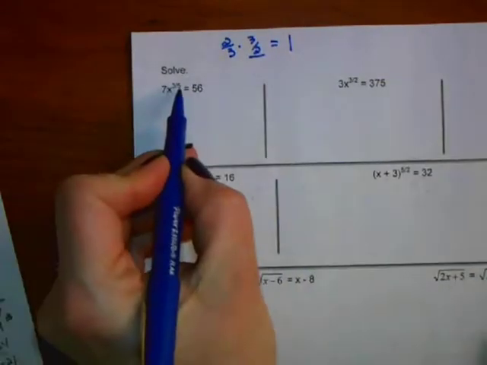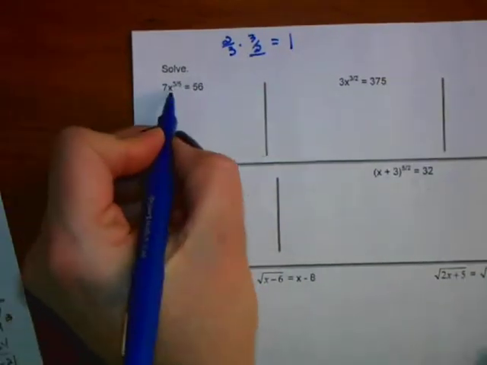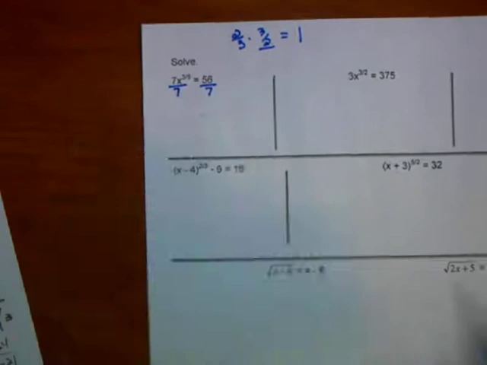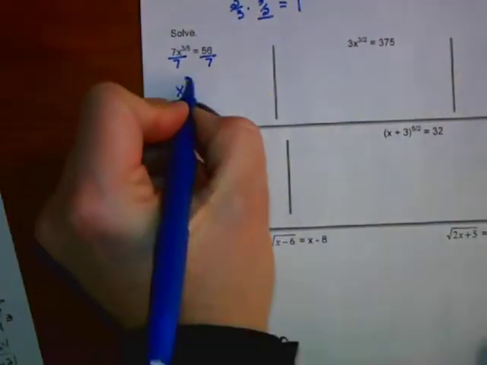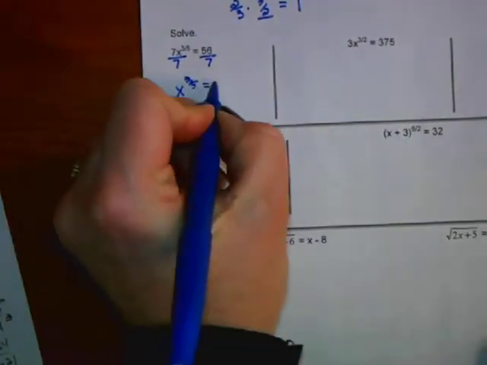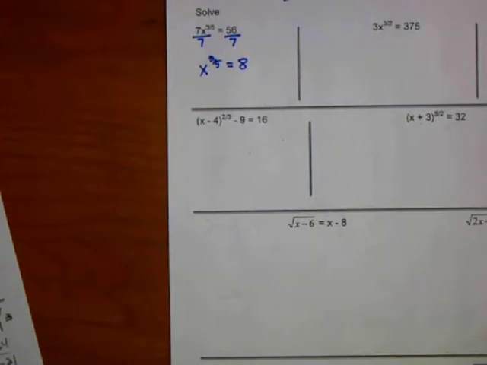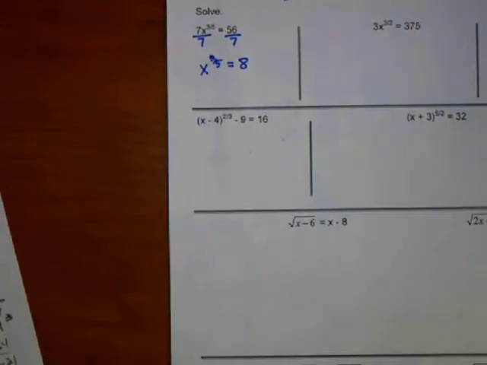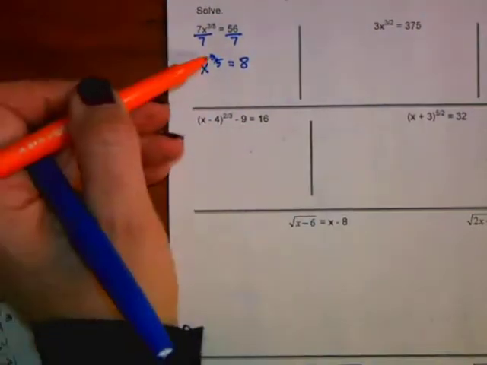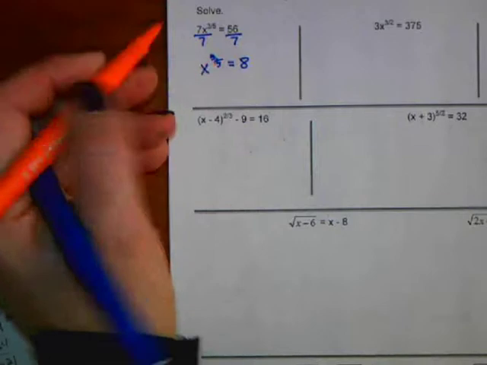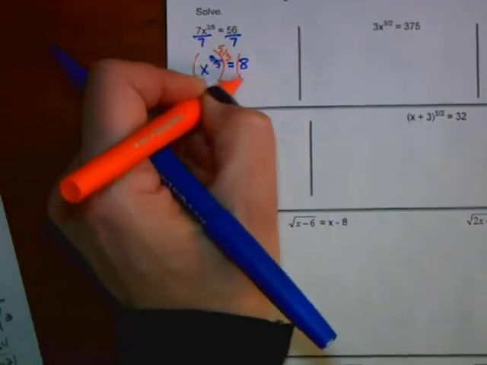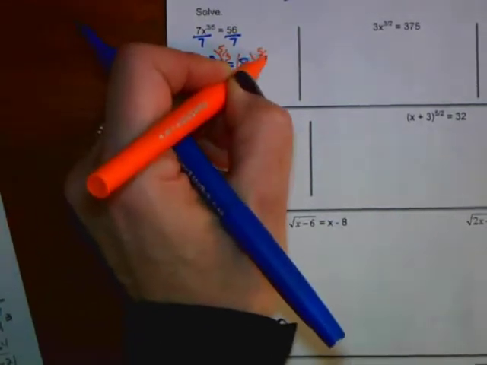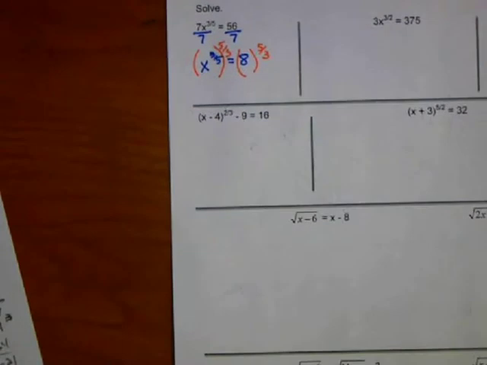So this is 7 times x to the 3/5. If I divide both sides by 7 first and get that variable by itself, x to the 3/5 equals 8. Now, ladies and gentlemen, I don't want to work with this. This is a pain. But I can multiply this whole thing by 5/3 and this whole thing by 5/3 to help me get rid of that exponent.